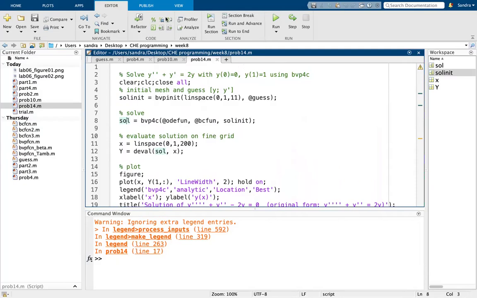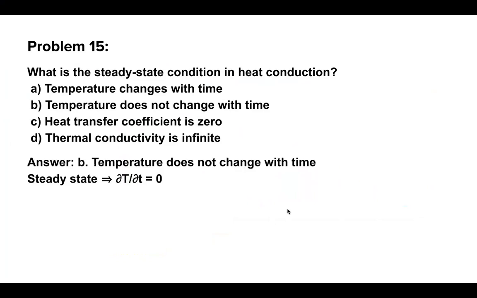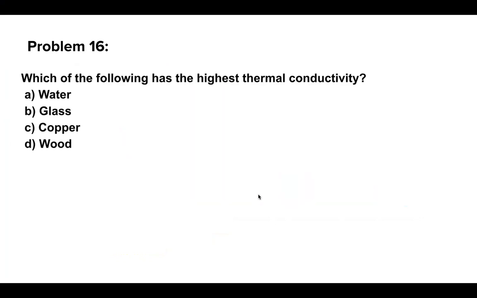Now going on to the next question. What is the steady state condition in heat conduction? We know that steady state means there should not be any change with respect to time. So that is option B. Temperature does not change with respect to time. Otherwise, dou T by dou time is equal to zero. Change of temperature with respect to time is equal to zero.